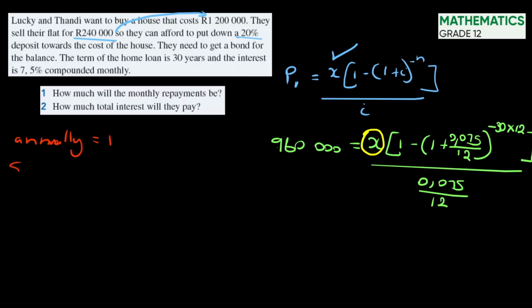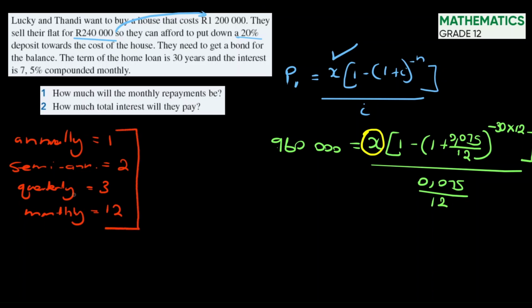Annually means 1, then semi-annually, this means twice a year. In that, if it's annually, divide by 1, semi-annually you divide by 2, and if it's quarterly, how many quarters are in 1 year? It'll be 4 times a year. And then if it's monthly, how many months are in a year? 12. So these are the compounding periods I'm referring to.